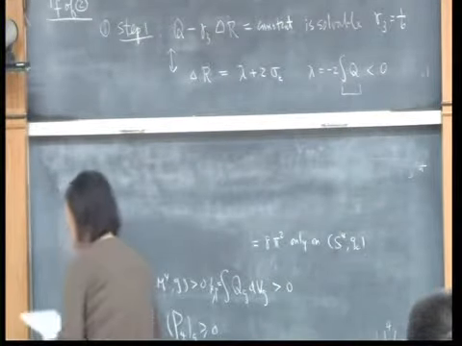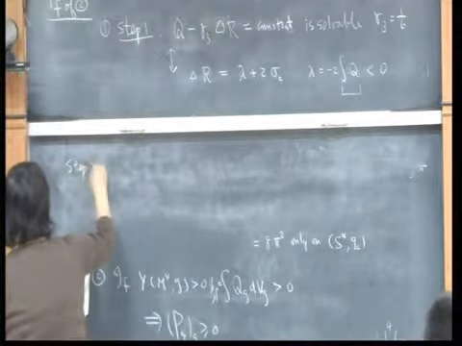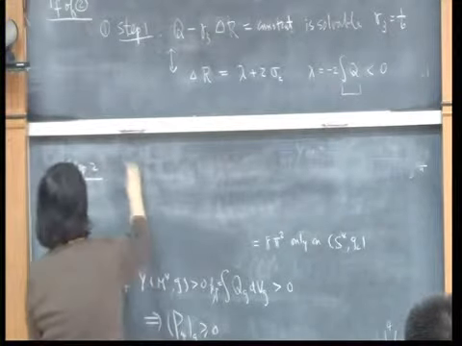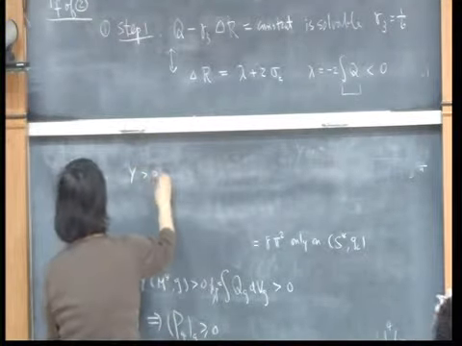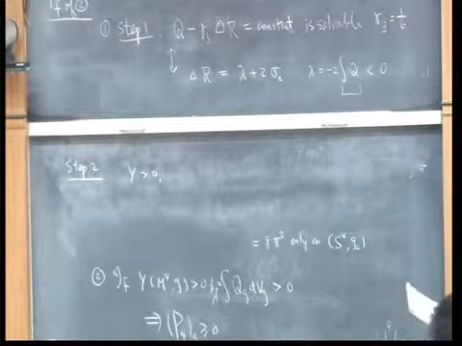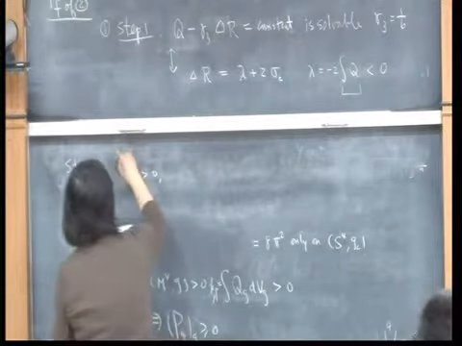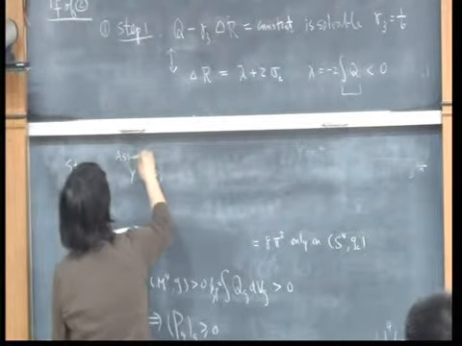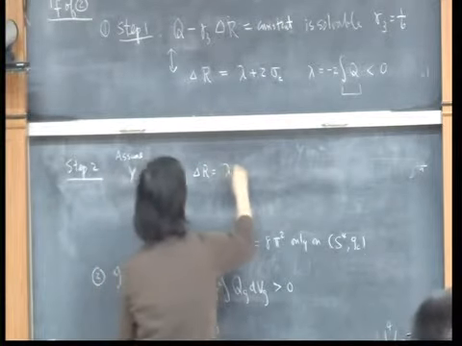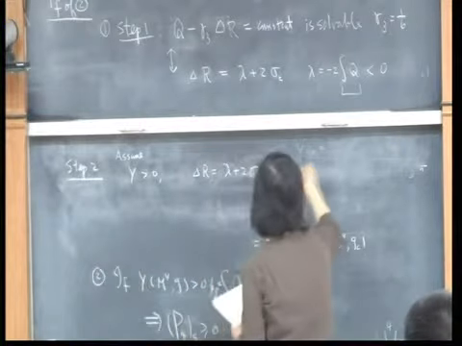Step 2 is: now the Yamabe constant is positive. Under the assumption that the Yamabe constant is positive, and Laplace R equal to lambda plus 2 sigma 2, and with lambda negative.